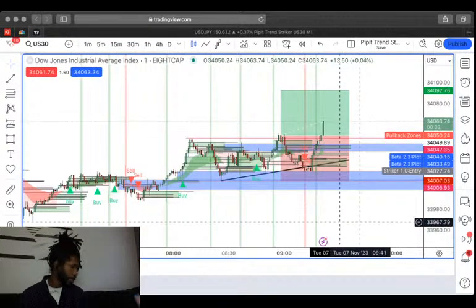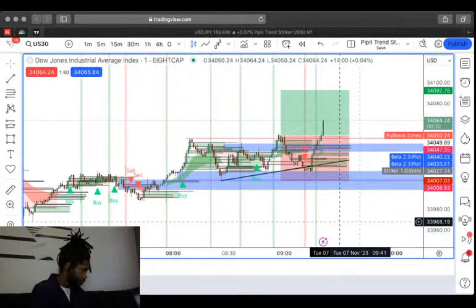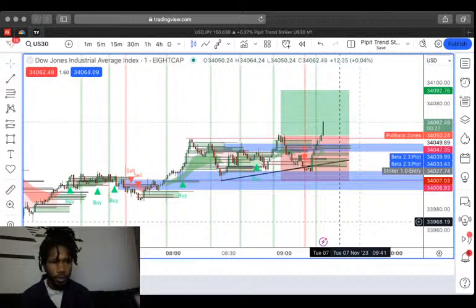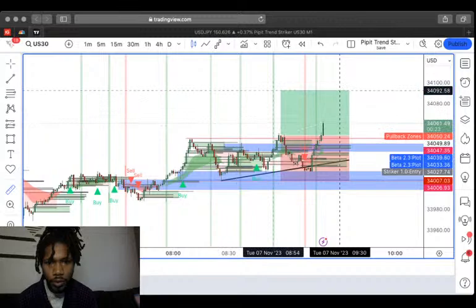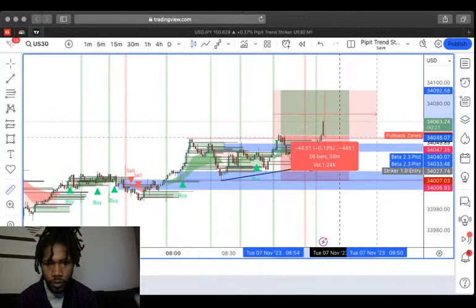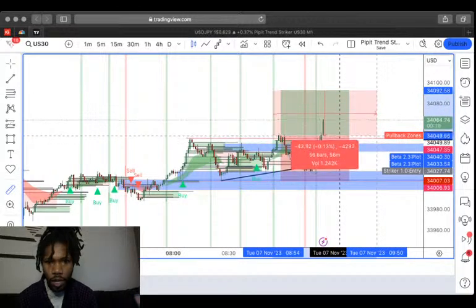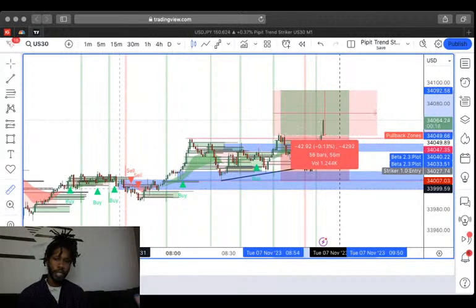I like that. I like that. Keep going. Keep going. Keep going. I need to figure out where's the halfway mark. Boom. All right. There we go. Once price reaches halfway, I'm going to put my stop loss into profit.